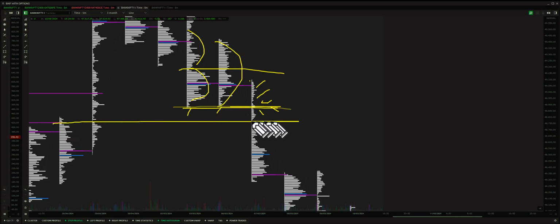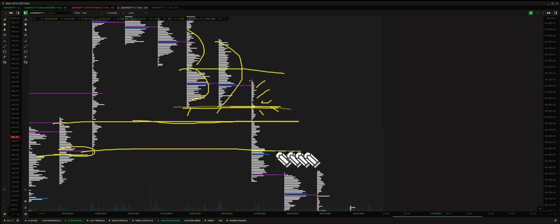This was a zone that we could have targeted, and the next zone is this high volume node, or the POC over here. Why? This is a scenario that we just considered. This is a POC that we should have targeted, and it went down. When you're seeing something like this, there is no point in going long, because now the context is simply bearish.